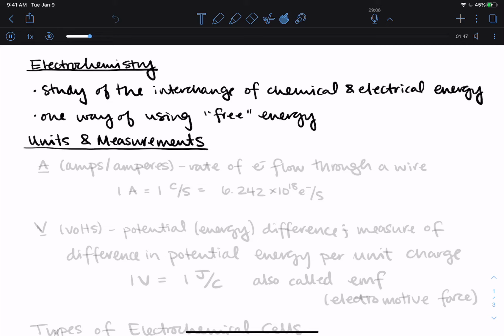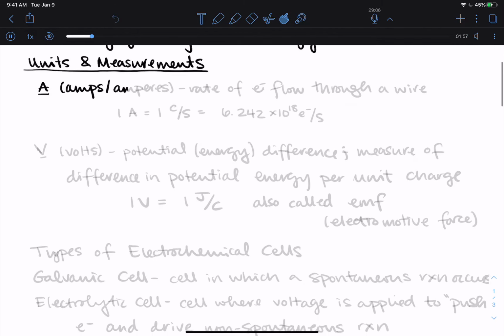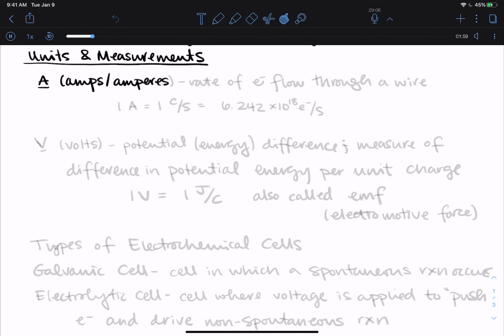But the two measurements and units that we need, the first one is amps, and we use a capital A for this. And amps is actually short for amperes. And so this measurement is the rate of electron flow through a wire. So if it is a rate, you should expect a time unit to show up in here. And you do see that.